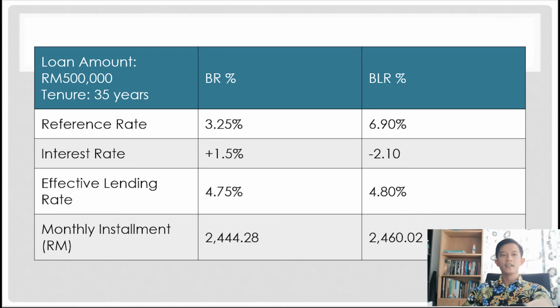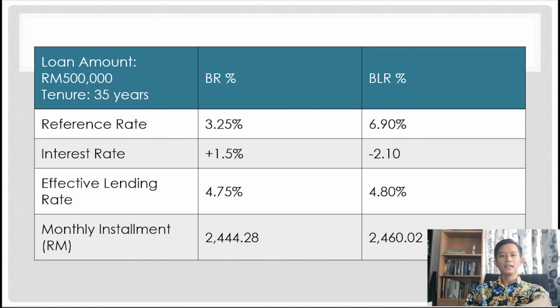Effective lending rate is the reference rate plus the interest rate, while in BLR, the interest rate is a discount, so it means reference rate minus interest rate. So that is what effective lending rates are. Based on the diagram in the slide, you can see that in bank rate, the effective lending rate is 4.75%, and in base lending rate it is 4.8%. So you will get the monthly installment as stated on the diagram.